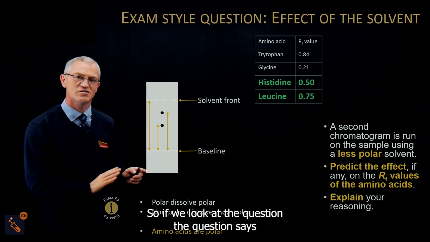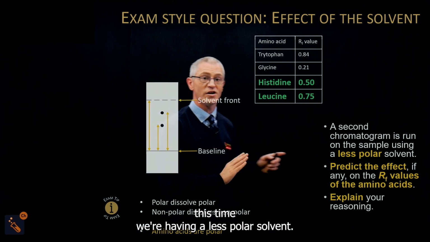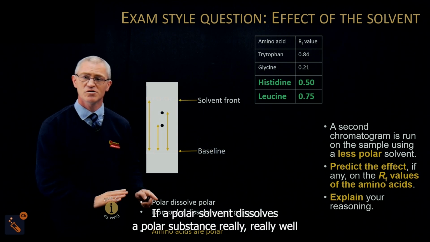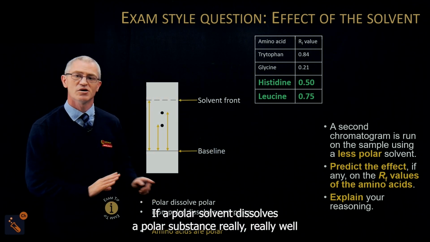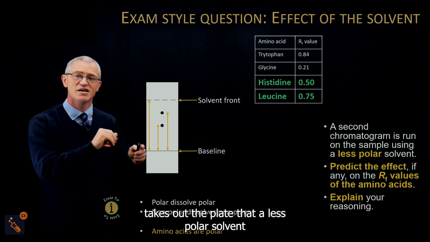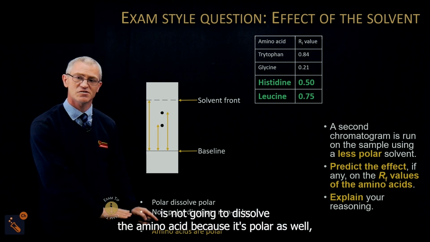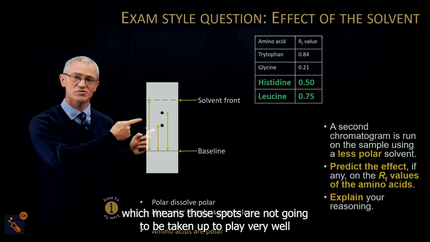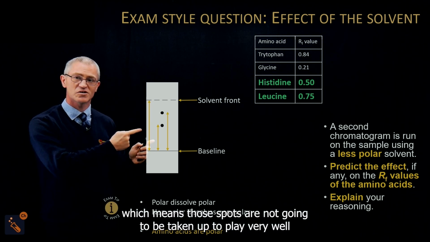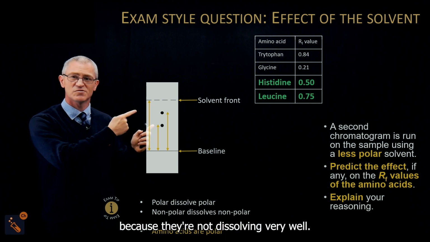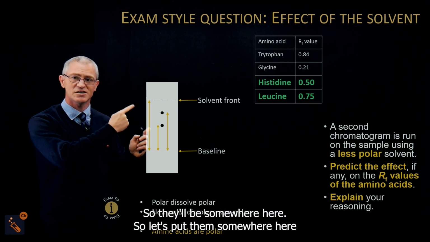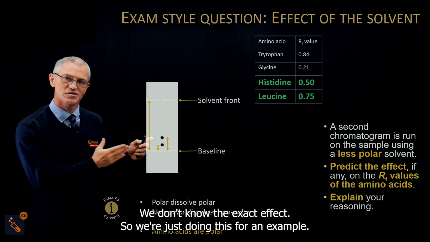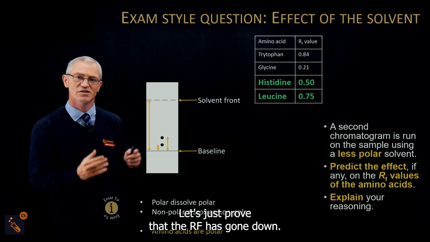So if we look at the question, it says this time we're having a less polar solvent. So we just have to think, right, okay, if a polar solvent dissolves a polar substance really, really well and takes it up the plate, then a less polar solvent is not going to dissolve the amino acid because it's polar as well, which means those spots are not going to be taken up the plate very well because they're not dissolving very well. So they'll be somewhere here. So let's put them somewhere here. Again, we don't know the exact effect, so we're just doing this for an example. Let's just prove that the RF has gone down.